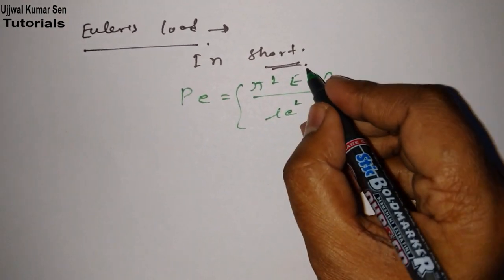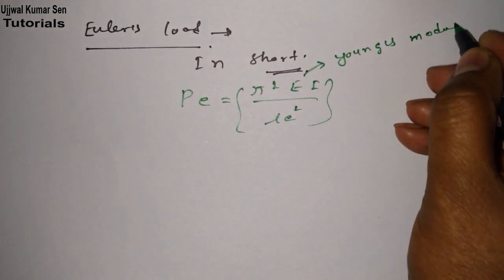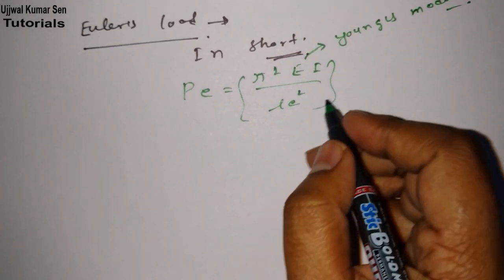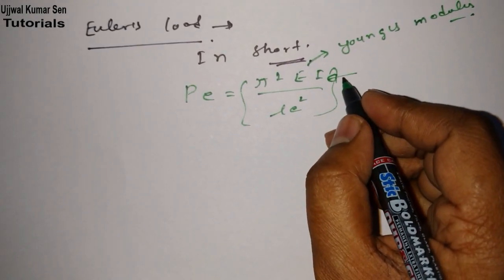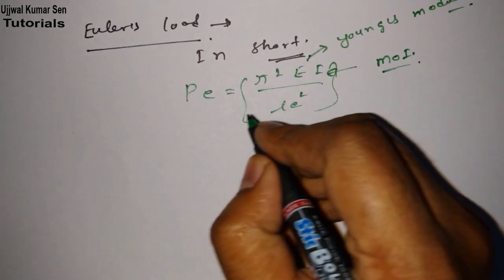All right. So E is Young's modulus. Even beginners know about E. Okay, I probably made it a little confusing. What is I? It is basically the moment of inertia, MOI.